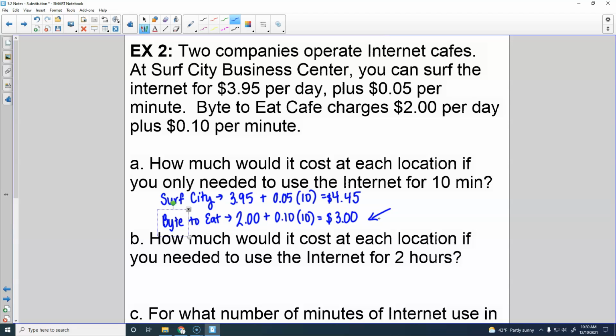Okay. I want you guys to try the same thing, but for 2 hours on Part B. Because they're charging you for every minute that you use, you've got to take that rate per minute and multiply it by the number of minutes used. All right, so try Part B. What about if you're going to use the Internet Cafe for 2 hours? So for Surf City and Bite to Eat. Try it on your own first.